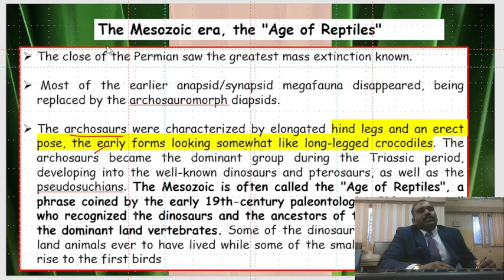The Mesozoic era is also known as the age of the reptiles. The end of the Permian saw the greatest mass extinction known, and most of the earliest anapsids, synapsids and the megafauna disappeared, replaced by the archosauromorph diapsids.